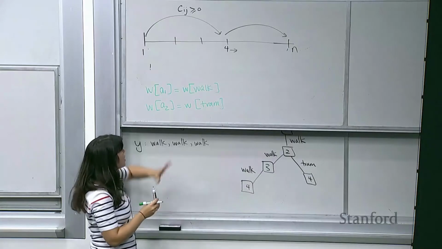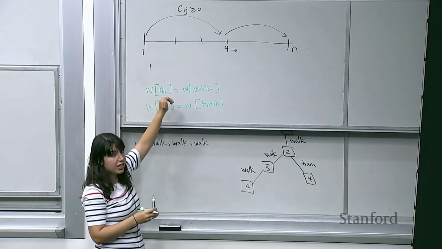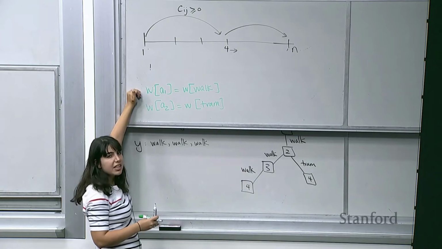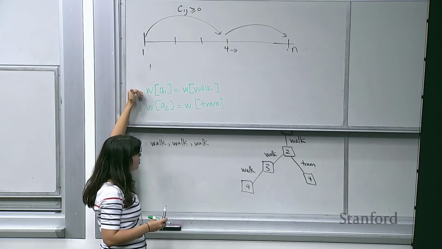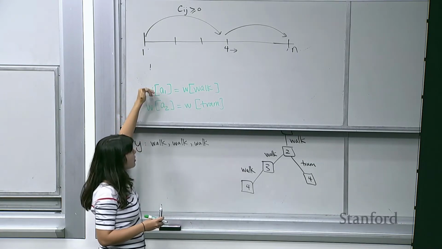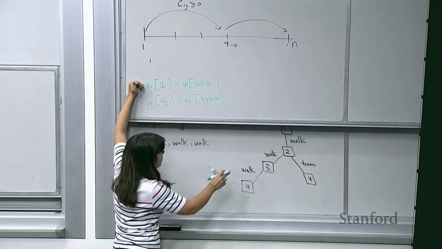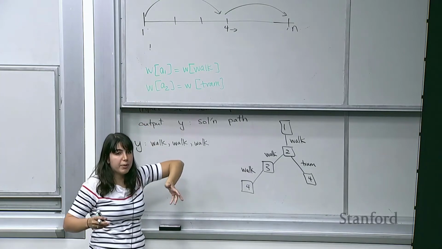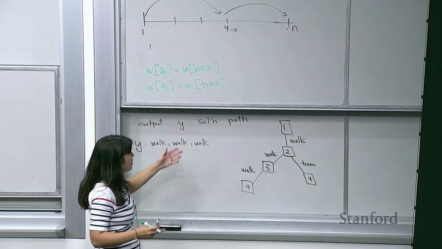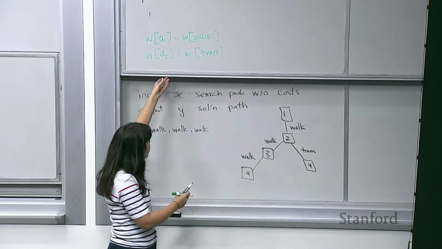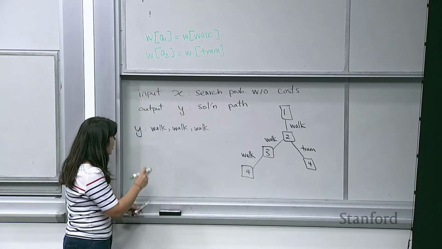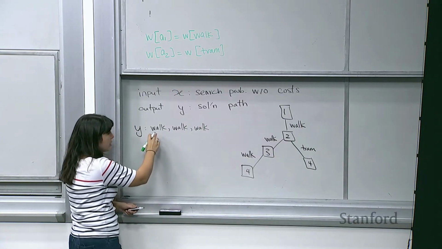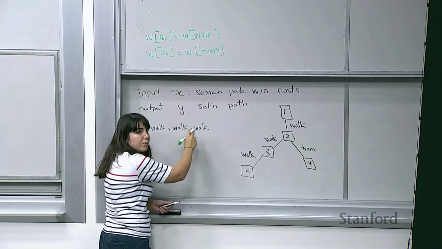So I'm defining these weights just as a function of actions. These could technically be a function of state and actions, but right now I'm just simplifying this. I'm saying the cost of going from 1 to 2 just depends on my action. It doesn't depend on what state I'm in. You could imagine settings where it actually depends on what city you are in. Okay? So under that scenario, what is the cost of y? It is going to be W of walk plus W of walk plus W of walk.